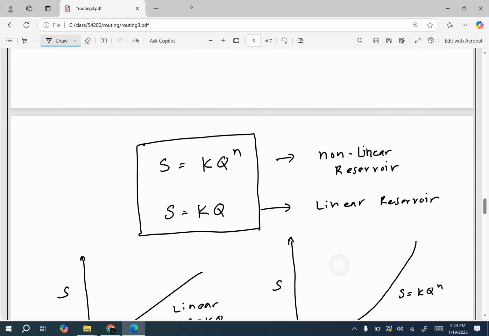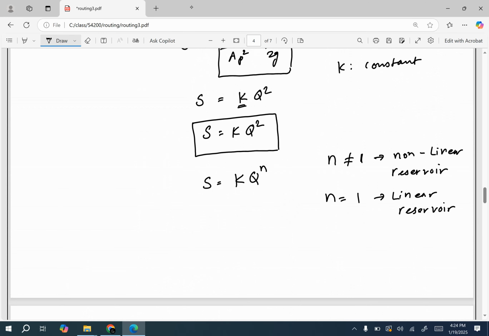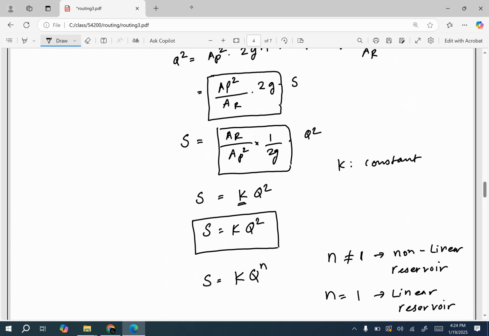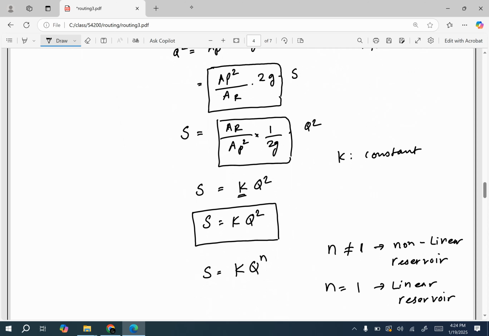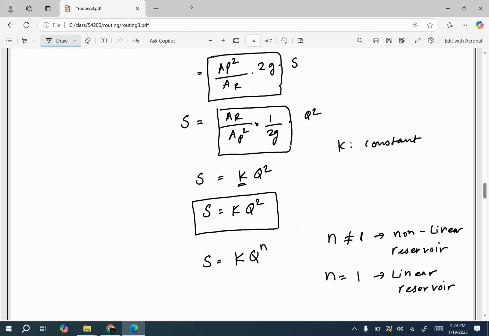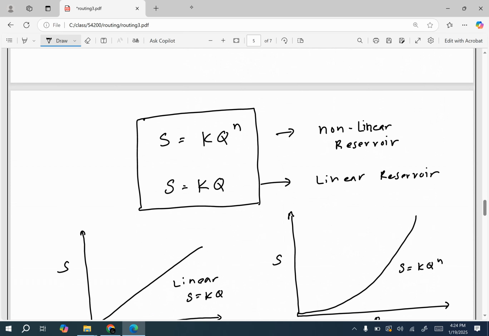And this is it for this video. Again, I got S is equal to KQ squared by assuming a pipe as the outlet. If you use a different type of outlet, instead of KQ squared, you may get KQ to the power of something else, but it will still be a non-linear relationship. Just remember, S is equal to K times Q is a linear reservoir, and S is equal to K Q to the power of something is a non-linear reservoir. We will learn more about K in the next video.